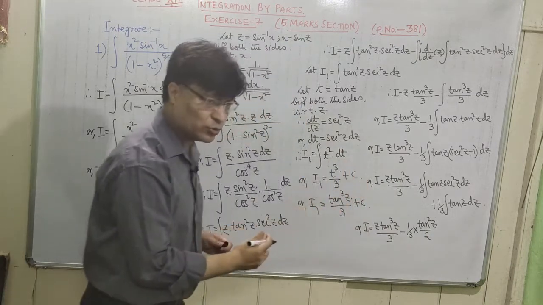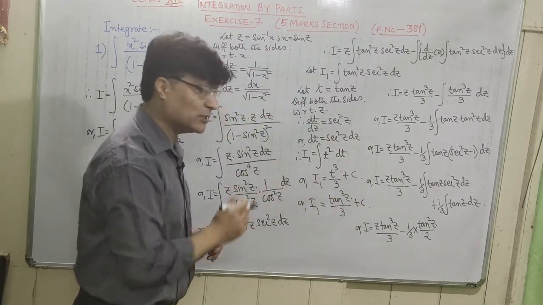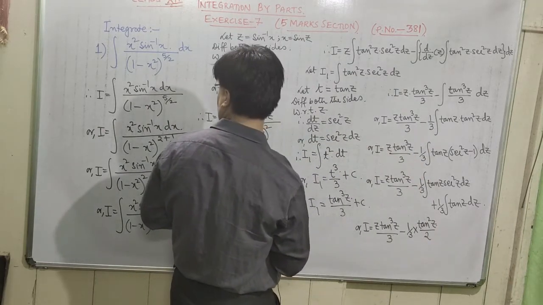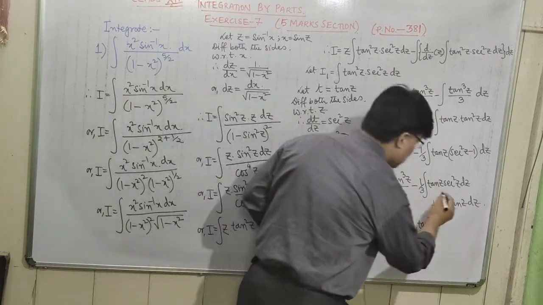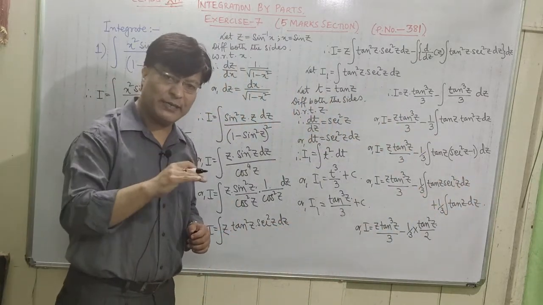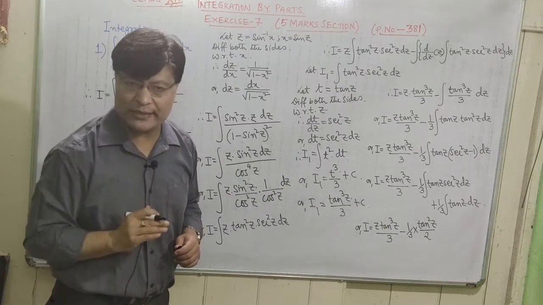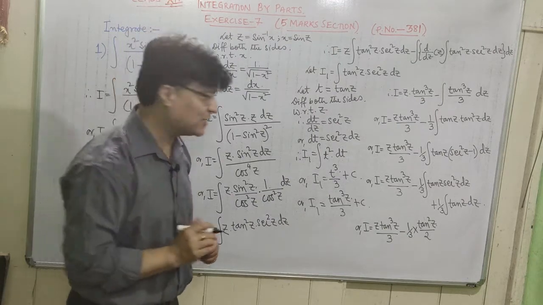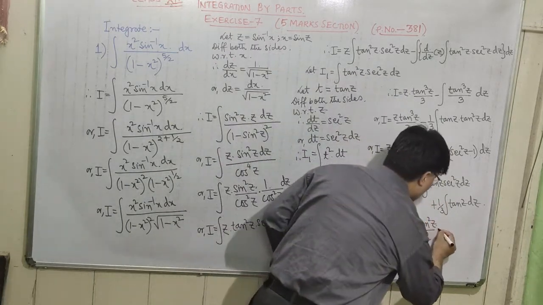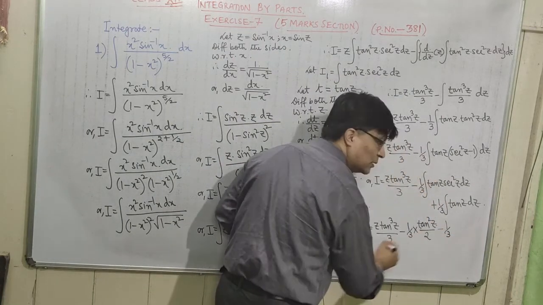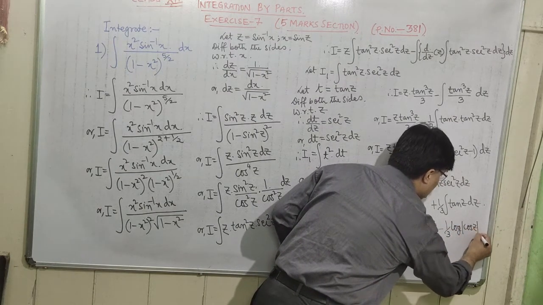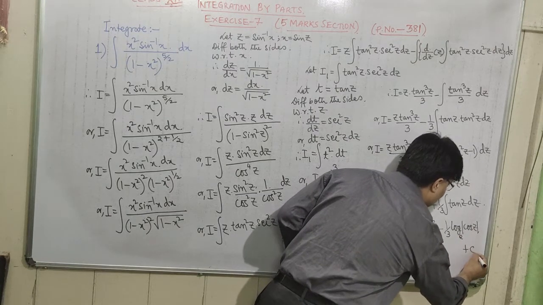That is u square by 2. u means tan z, so it is tan square z by 2. Then plus integration of tan z. What is integration of tan z? It may be minus log within mod cos z, or it may be log within mod sec z. Let us write minus log within mod cos z. So it will be minus 1/3 log within mod cos z, the base is e, then what do we write?